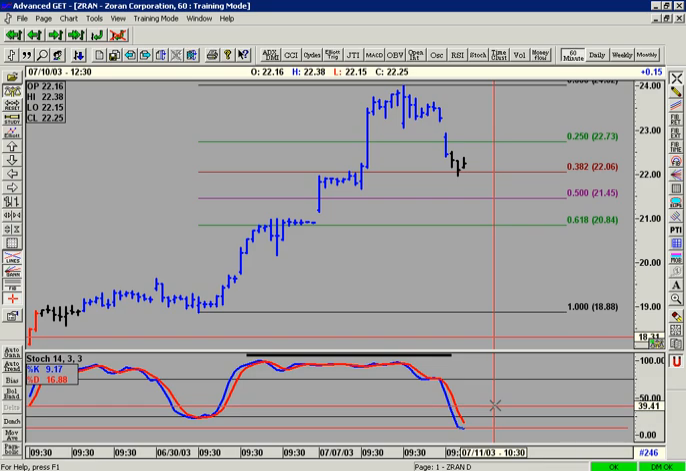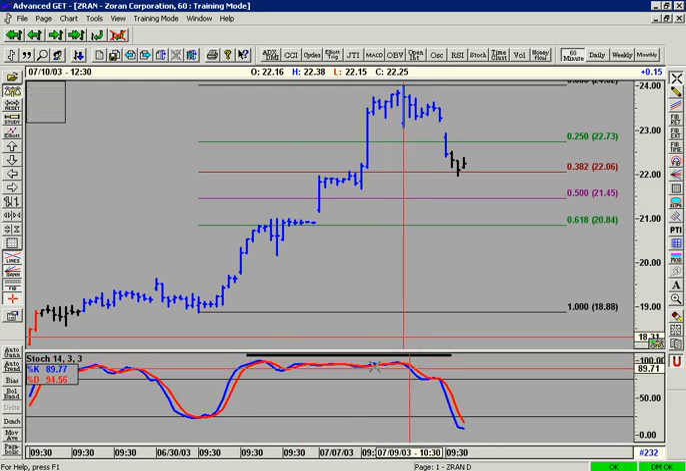Is there a question on the stochastics? Minimum 25% retracement. Right. Right. The black bar is identifying the trend for you in the stochastics and helping you to filter out the bad triggers from the stochastics.